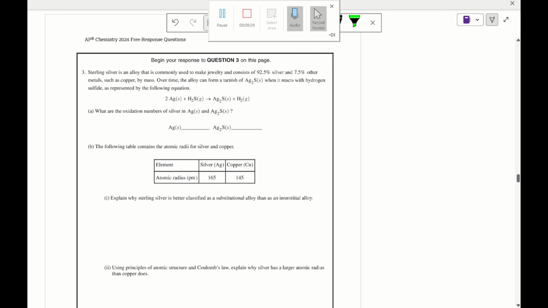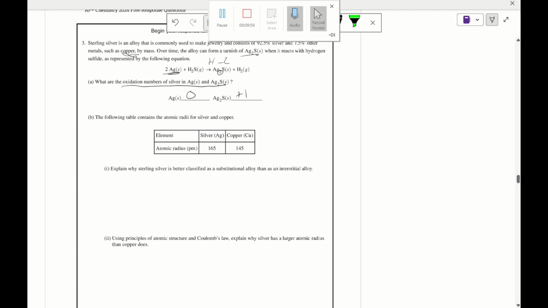So it's asking about sterling silver, which is an alloy of silver and other metals, such as copper, by mass. The alloy can form a tarnish of Ag2S when it reacts with hydrogen sulfide. It asks for the oxidation numbers of silver. So as a solid, silver has 0 as its oxidation number, but then sulfur is -2, and there are 2 Ag, so it would be +1 for each. So the oxidation number for Ag in Ag2S would be +1.